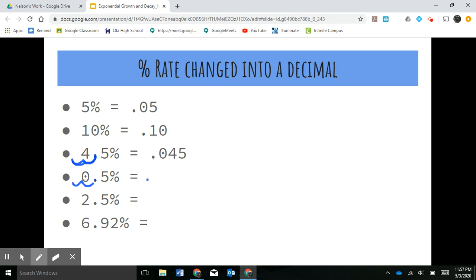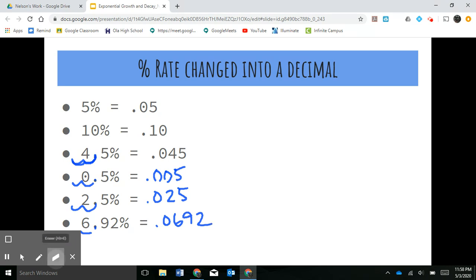So if we've got 0.5%, we move the decimal over 2 places and it becomes 0.005. 2.5%, 2 places, becomes 0.025. And then 6.92%. It doesn't matter how big the number is, you still move it over 2 places, so that'll be 0.0692. So don't forget those little tidbits there.